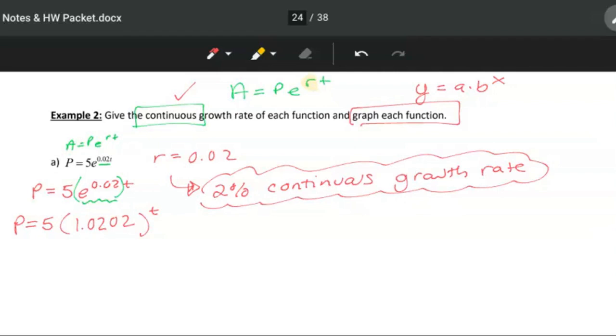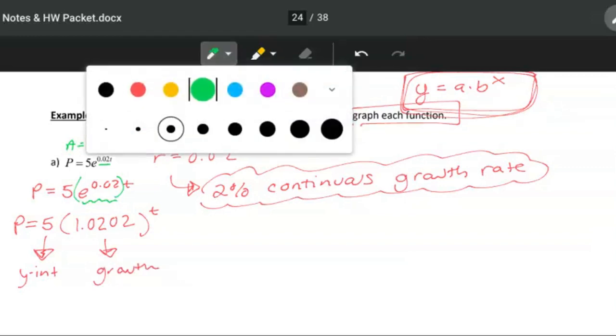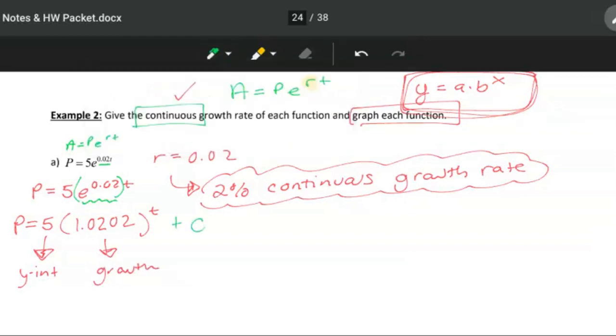I know my letters are a tiny bit different, but it is in that form y equals a times b to the x. 5 would be our a, our y-intercept. 1.0202 would be our b, since it's bigger than 1. That would tell us our graph is growing. And of course, we don't have a number on the end, so you could put a plus 0. But there will be a horizontal asymptote at 0. So if we had to sketch a graph, we could do that. We could put our horizontal asymptote in at y equals 0.